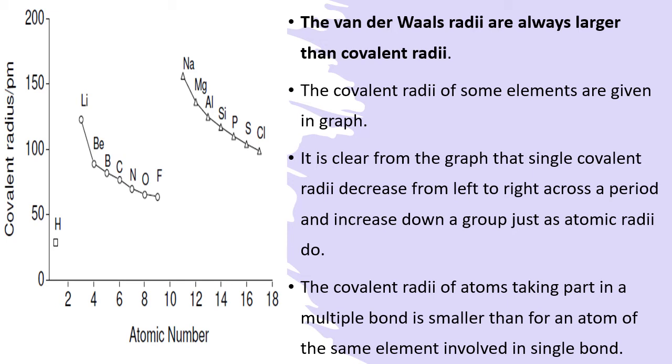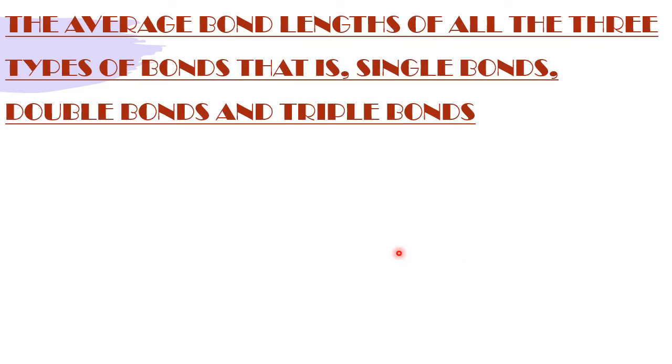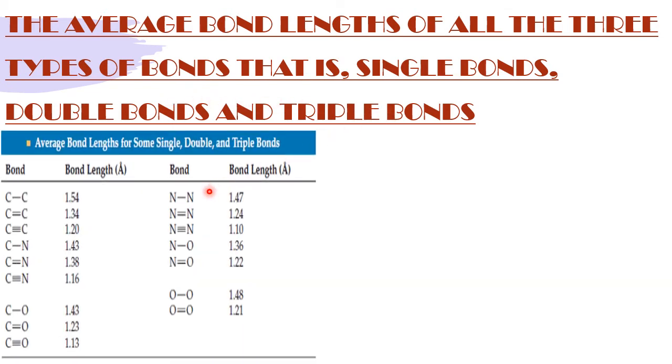Once again we learn this one under the valence bond theory, at that time it becomes more clear. Now these are the average bond lengths of all three types of bonds, that is single bond, double bond, triple bond, in the form of available data. See, as I told you, carbon-carbon single bond, carbon-carbon double bond, carbon-carbon triple bond, the distance is decreasing, the bond length is decreasing. Why? These two carbons will go so close that two extra bonds are formed.